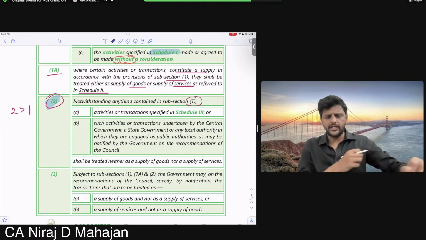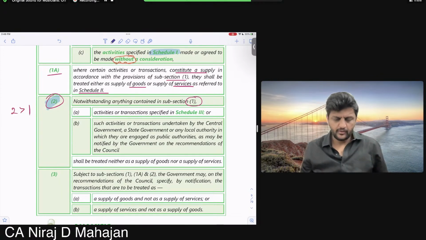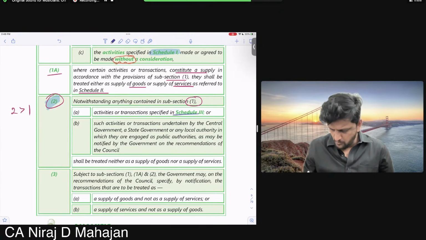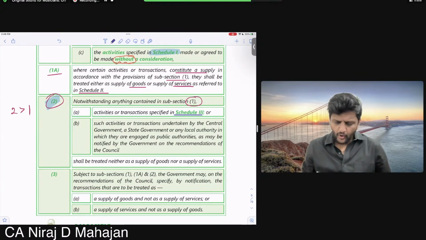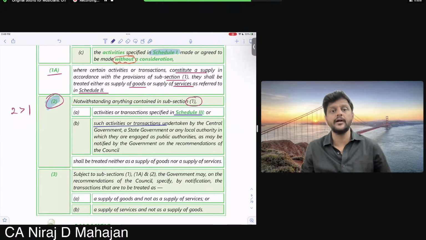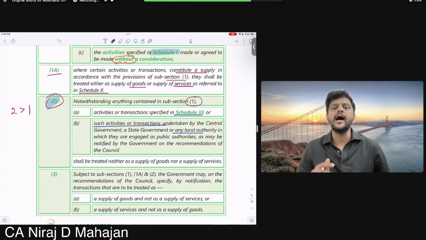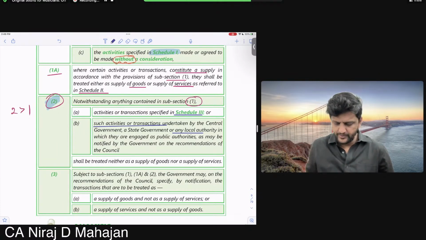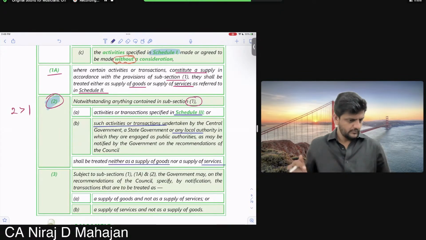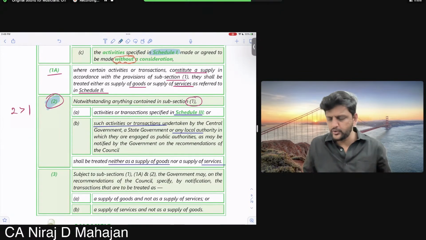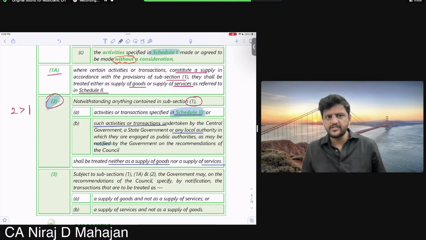So, activities or transactions. Pay attention. What is clause 2 saying now? Subsection 2 says activities or transactions specified in schedule 3, okay? Or such activities or transactions undertaken by the government. Government is the supplier. Government or state government or even local authority, in which they are engaged as public authorities as notified by the government. Basically, their activities will be neither goods nor services. So, all those activities mentioned in schedule 3, as well as certain activities which are notified but supplied by government, CG, SG or local, will not be a supply. Understood or no? ठीक है?